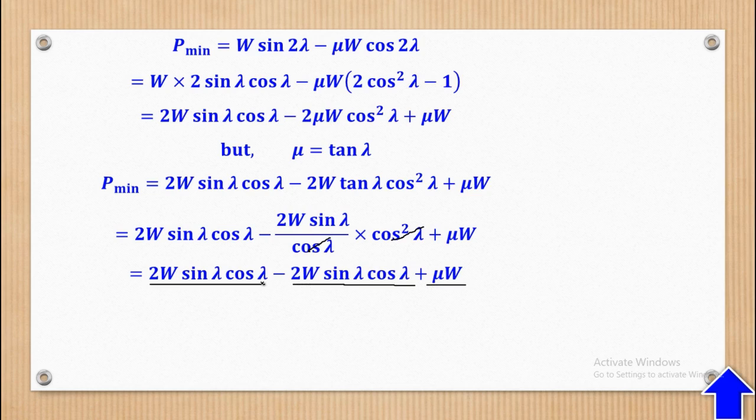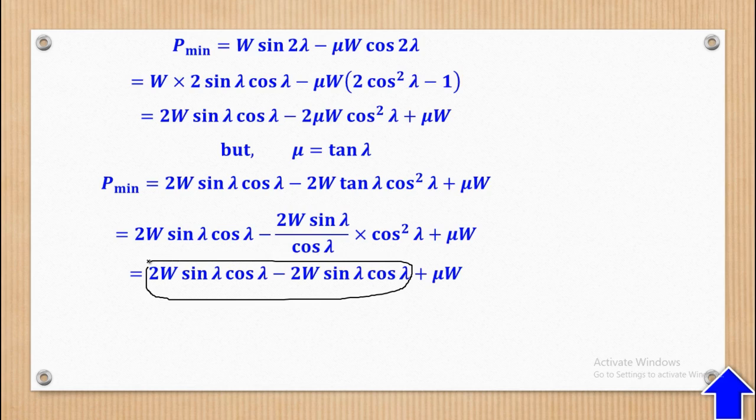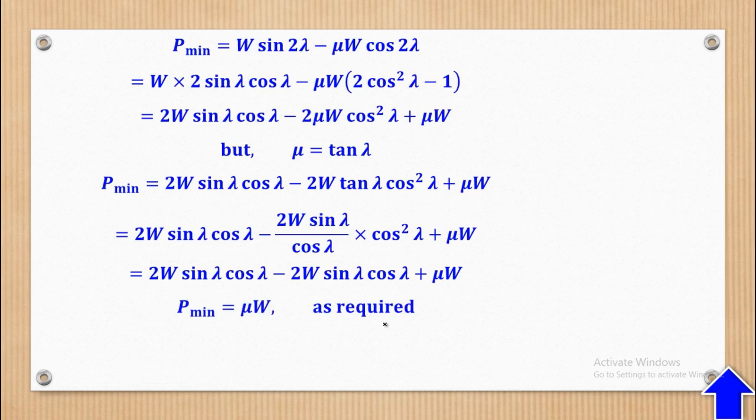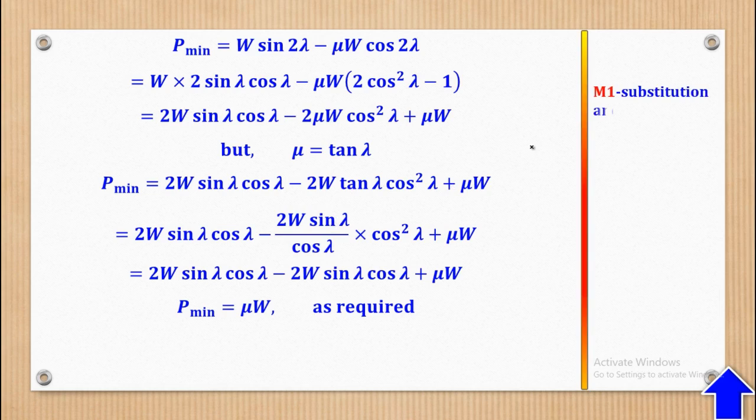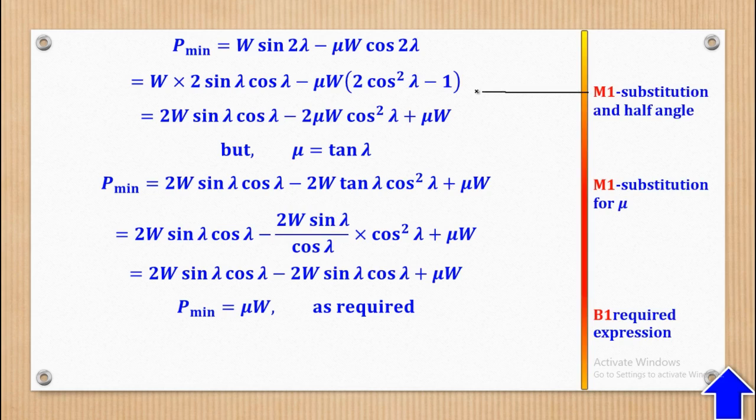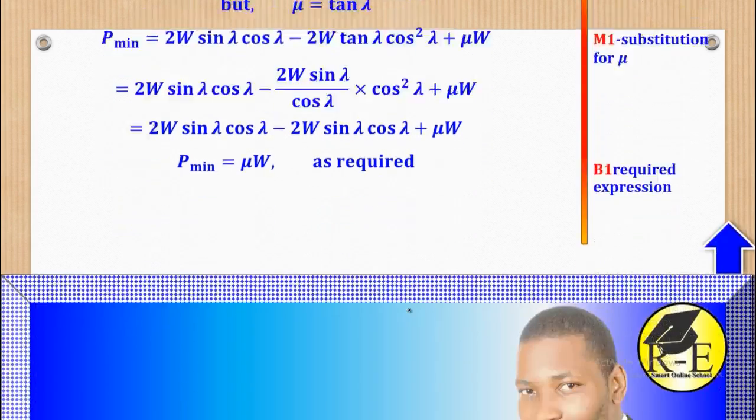Now when you look at this critically, you realize that they are the same but they subtract, therefore meaning it is 0, and therefore in the end we'll come up with P minimum being equal to mu w, which is the proof they wanted. So M1 will be for half angles and substitution, then another M1 will be for substituting for mu, which is that, then B1 for the required expression. So basically that's how the 12 marks could come about.